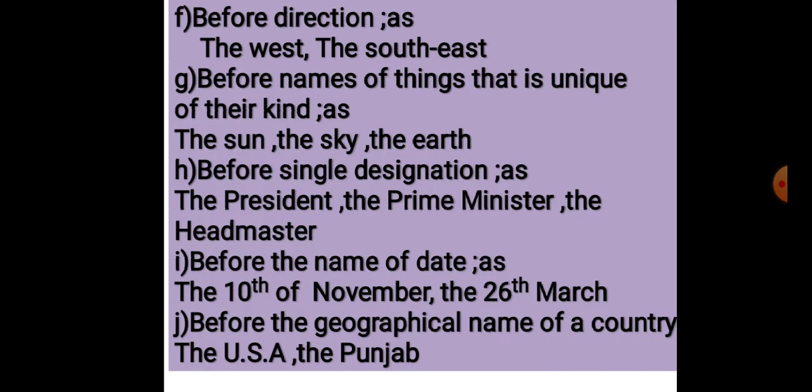We also use the before directions, such as the west, the southeast. G. Before names of things that are unique of their kind, such as the sun, the sky, the earth. These all are unique. They have no second one. H. Before a single designation, such as the president, the prime minister, the headmaster. Before the name of a date, such as the 10th of November, the 26th of March. Before the geographical name of a country, the USA, the Punjab.